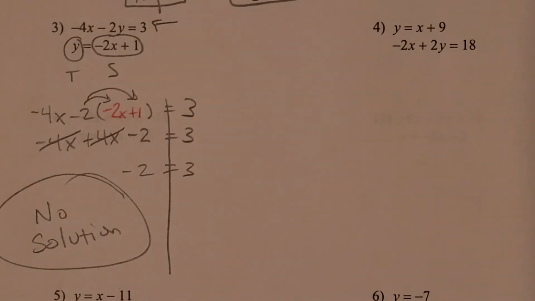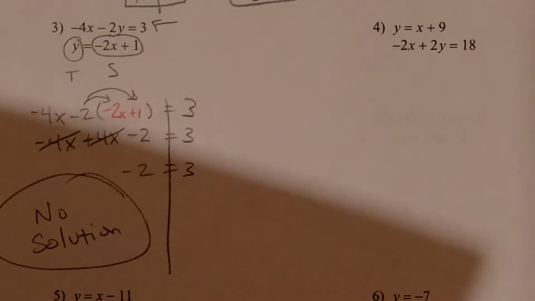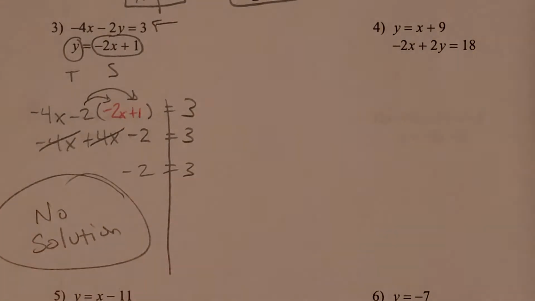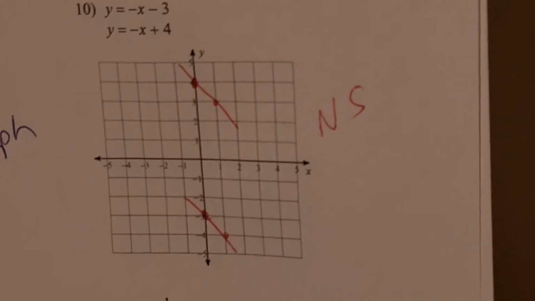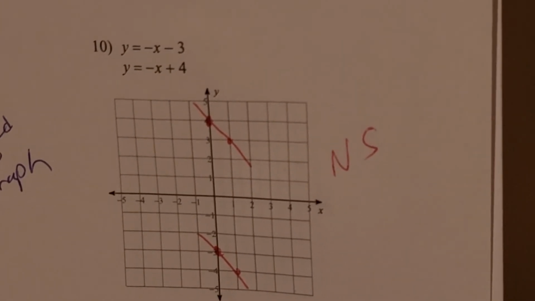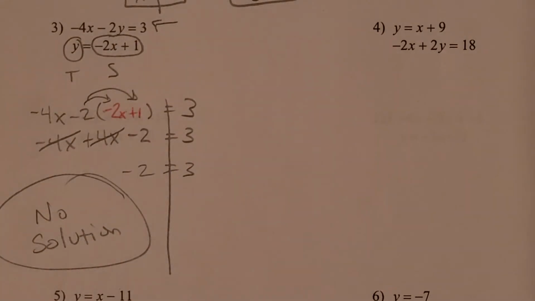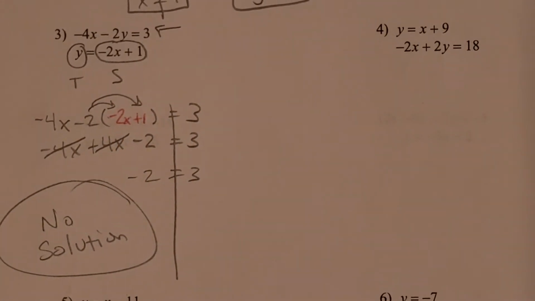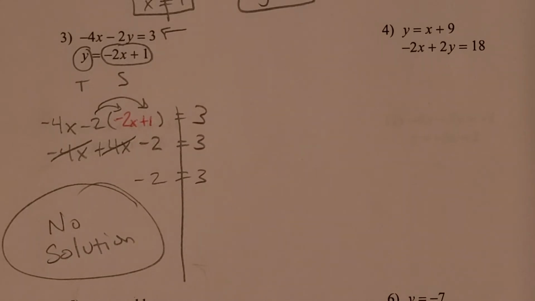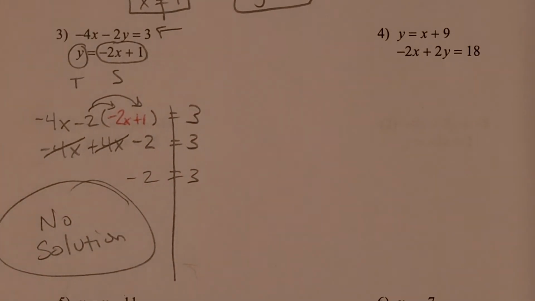If you're trying to solve and you find yourself left with a false statement, that means your answer is no solution. This is just like in the last video when we looked at, let me find one, like number 10. This was in your practice where you looked at two lines and they were parallel. If I were to graph these two lines here, they would actually be parallel, and they don't touch at all. Now notice my answer is not parallel, my answer is no solution. Hey, nice, less work for us.